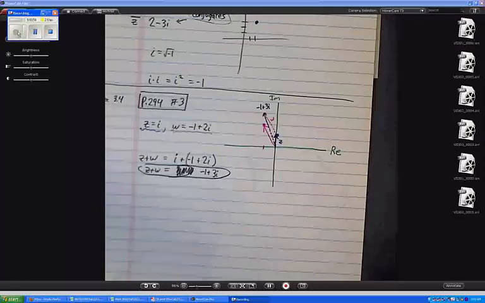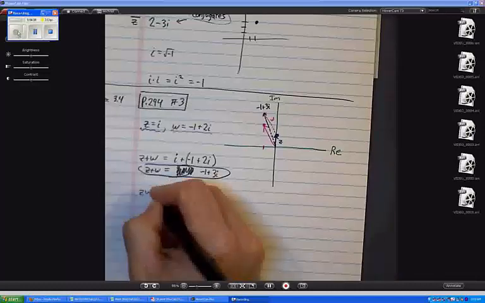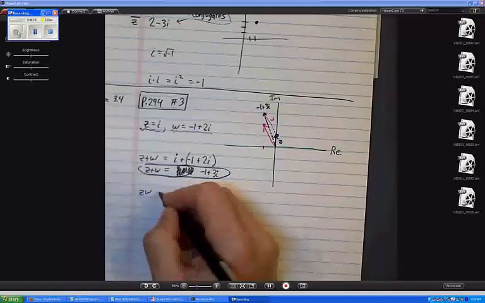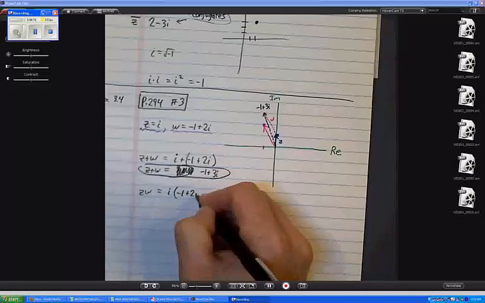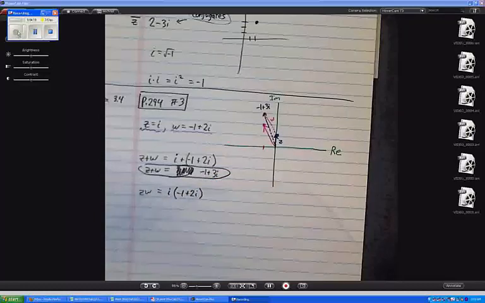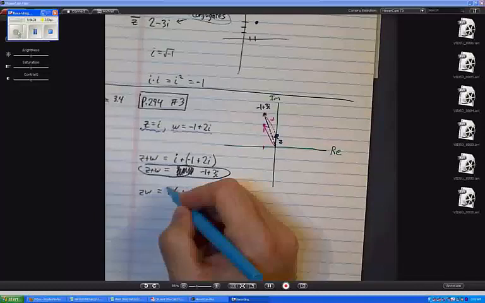Okay? Now, you guys that asked me to do number 3 didn't care so much about the picture. It was just like, hey, let's do the algebra. Okay? What else did we have to do? We had to do zw. So that means multiply. So what do I get? Well, z is i, and w is -1 plus 2i. So again, I have algebra rules. How do I multiply quantities like that? Well, I guess what we're going to do is we're going to distribute, right?